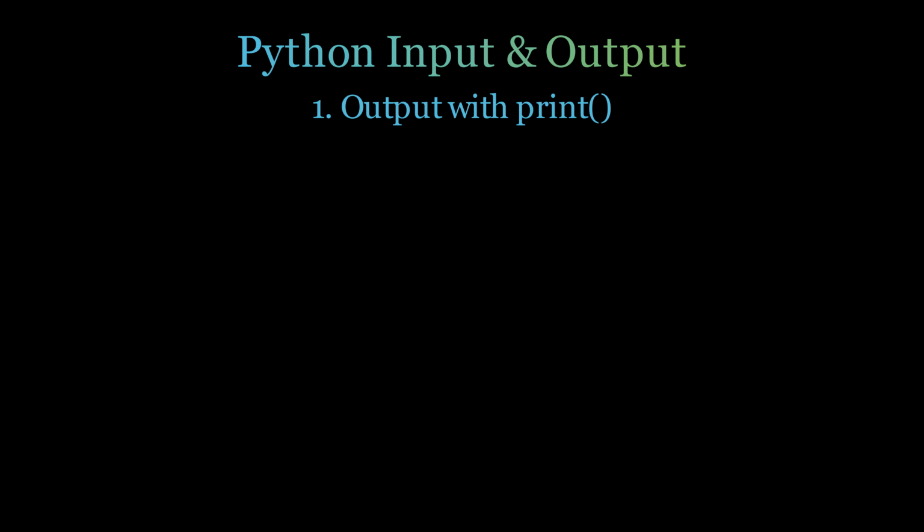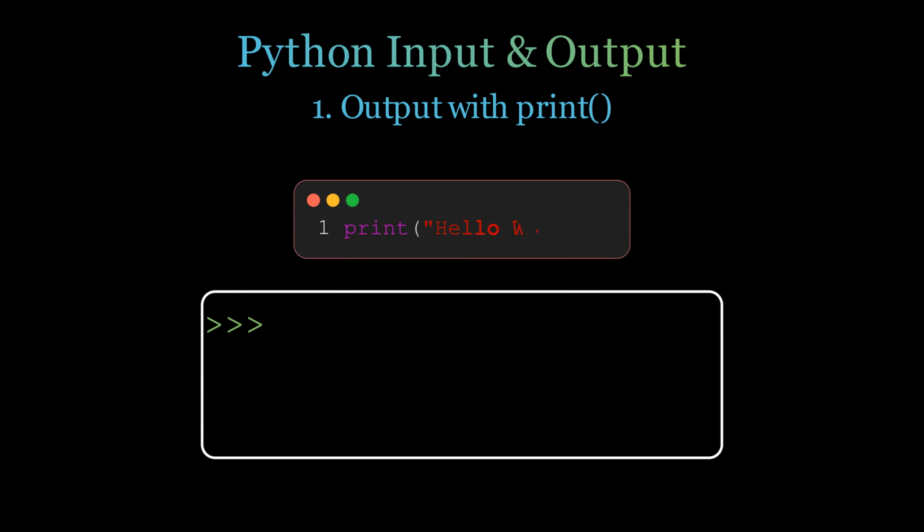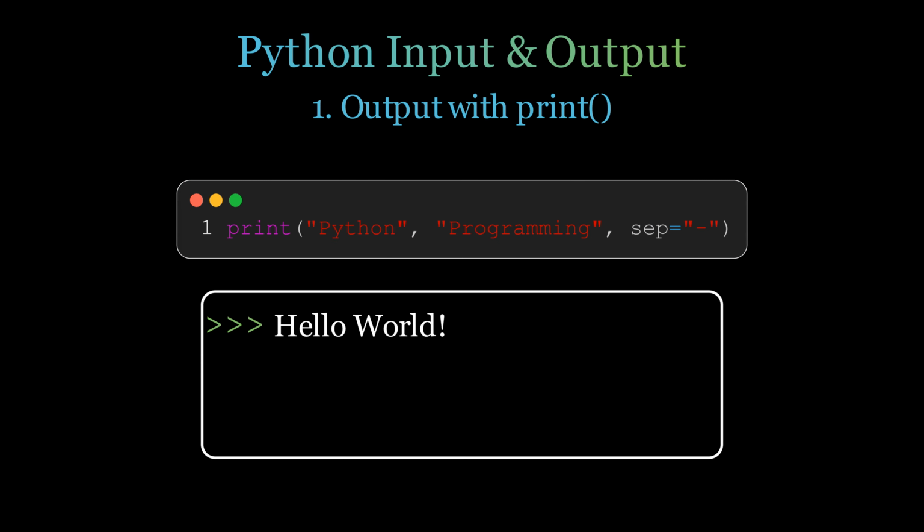Let's start with output. The print function displays information to the user. Here's how print works. When we run print hello world, Python displays that text in the console. You can customize the separator between items using the sep parameter. Here we'll use a dash instead of space.